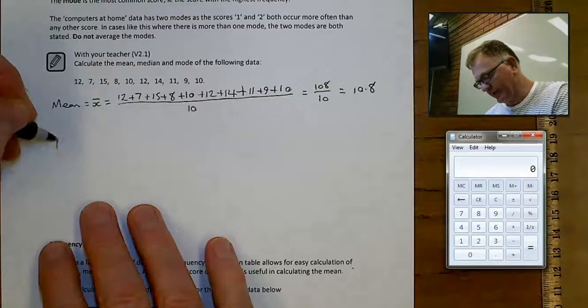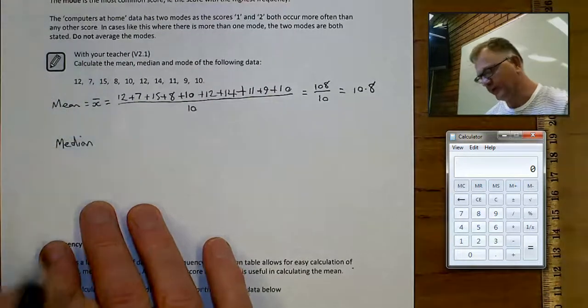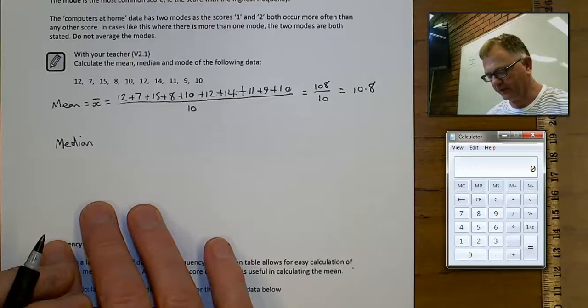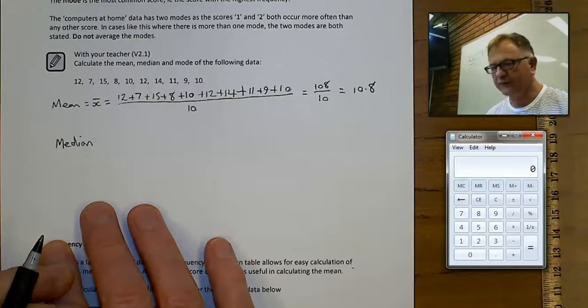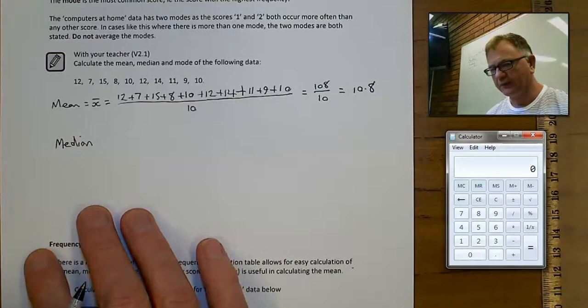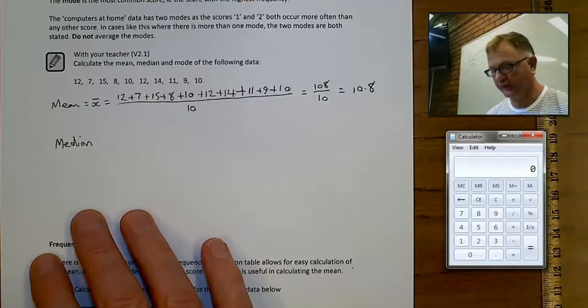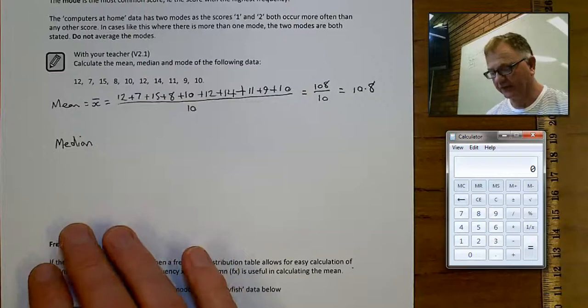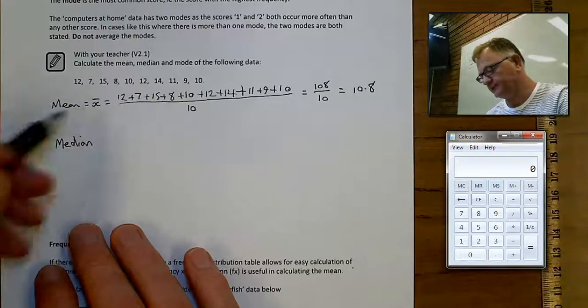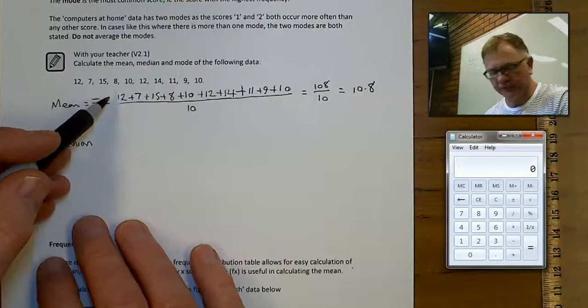The next thing we're going to work out is the median. And the median is simply the middle number of the group of scores if they were arranged in order. Now there are some simple ways you could do this for a simple set of scores like this, but I'm going to show you a method which is going to help you to do more complex problems in just a little while. So what I suggest you do is put them all in order of size.